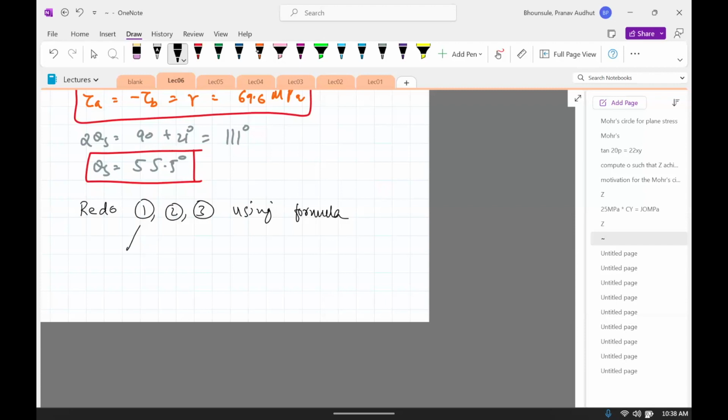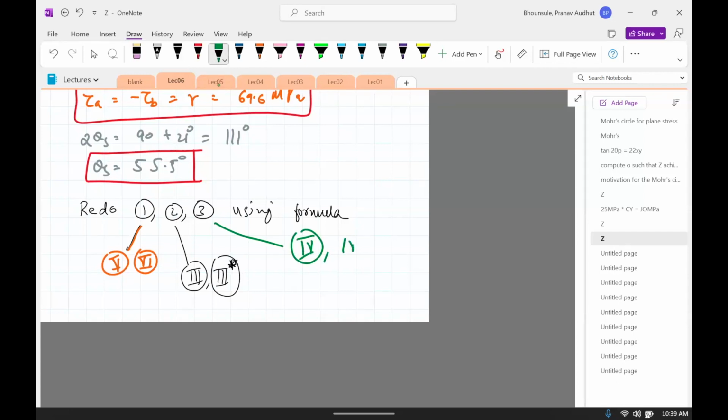For this one, it will be 5 and 6. For this one, it will be 3 and 3 star. And for this one, it will be 4 and 4 star. So this is to give you how you get those equations using just the formulas. Okay, let me do one more problem. But as I said, you could also do it using the formula if you don't like the graphical method.